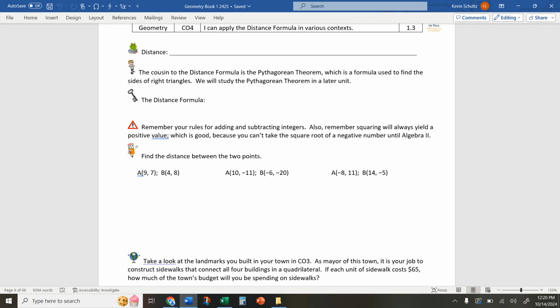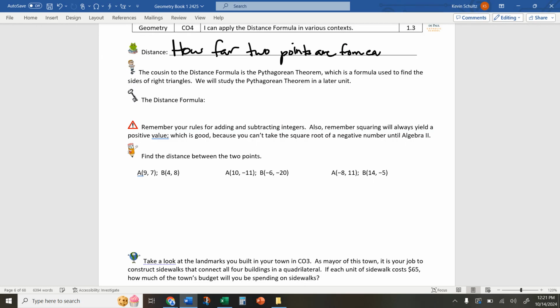How would you describe distance? Yeah. The space in between two things. Sure. Aiden, yeah? Like how far it goes. Yeah, okay, those are both fine. How far two points are from each other.